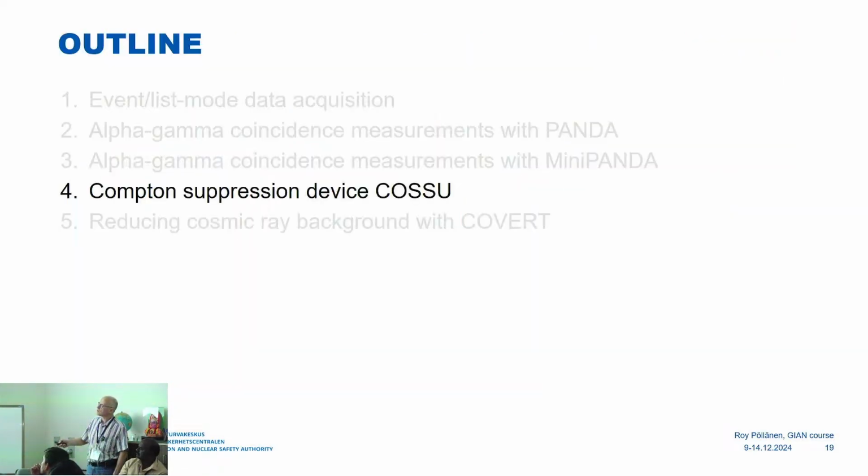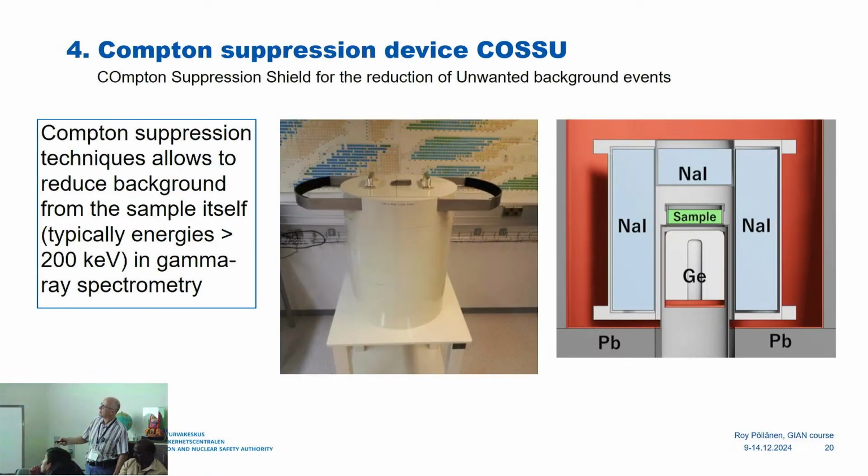What about this Compton suppression device? You know Compton interaction already. So we have one system in our institute. Compton suppression techniques allow us to reduce background from the sample itself. Typically the energy is higher than 200 kiloelectron volts.